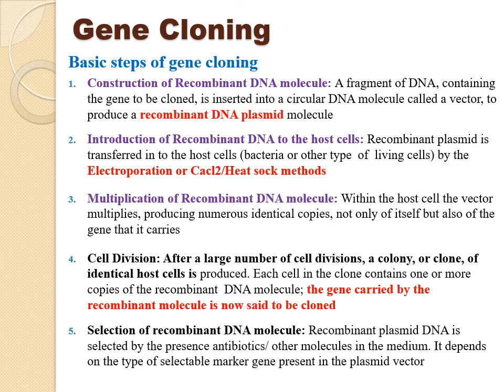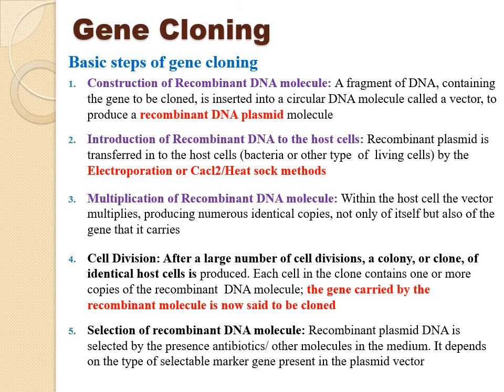Coming to the fourth part, which is the cell division. After a large number of cell divisions, a colony or a clone of identical host cells is produced. As you know, in the third step, many recombinant molecules are formed through division. Now in the fourth step, the bacterium divides into 2, and each bacterium has many recombinant molecules in itself. So it can form more recombinant DNA molecules in these bacteria. A single bacterium has become 2 bacteria through cell division, and now they can produce more recombinant DNA molecules.